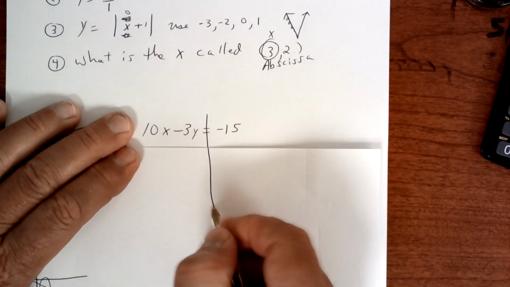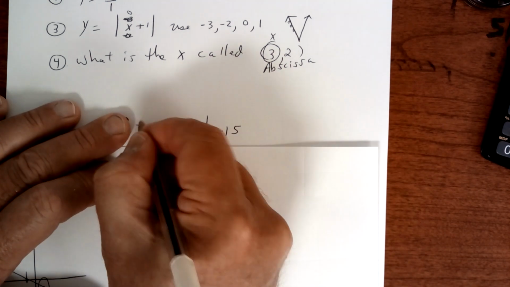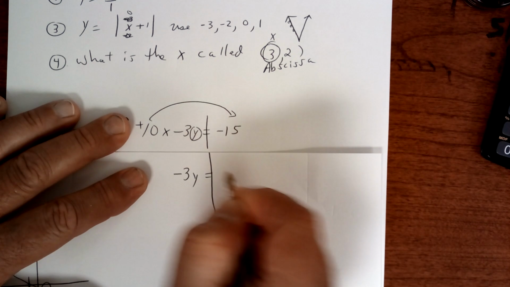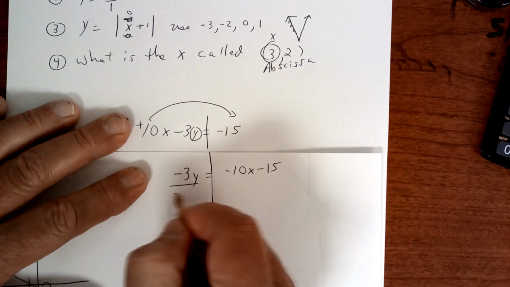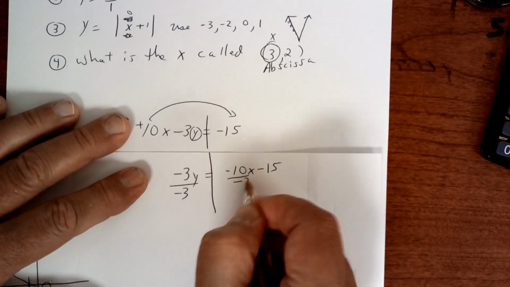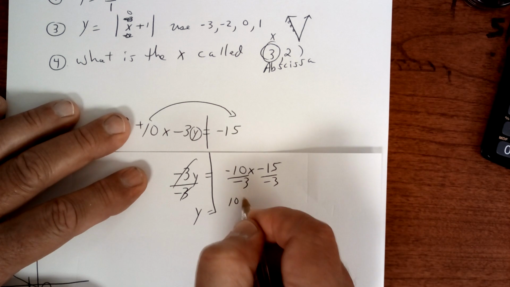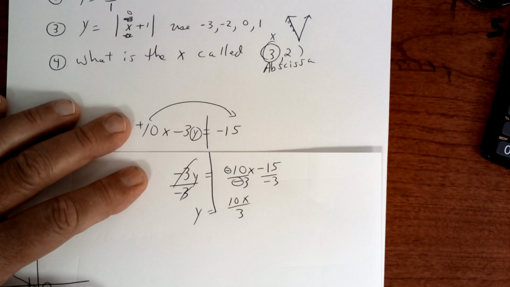All right, this one right here, you have to get y by itself. So circle the y. This is a plus 10x, so you want to subtract 10x. So it's going to be negative 3y equals negative 10x minus 15. Then you're going to divide by a negative 3. When you do that, you get y equals 10x over 3. Remember I said 2 negatives is a positive? There it is. And this one is 5.